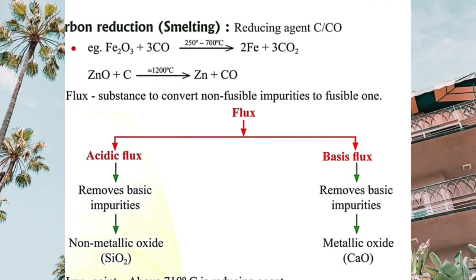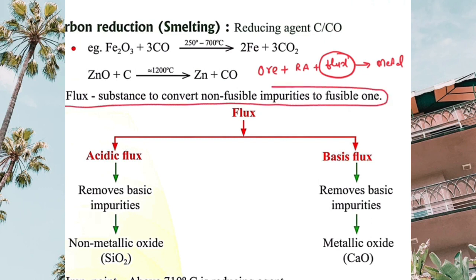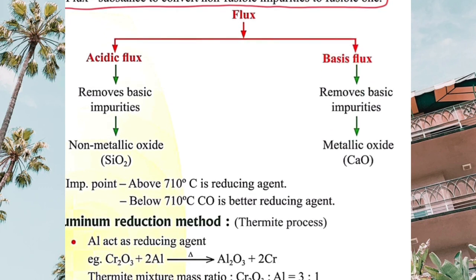Next, what is smelting? In smelting, oxide plus reducing agent plus we are adding flux if required. As a result, we are getting metal. So, what is a flux? Flux is used to remove impurities. So, flux to convert non-fusible impurities to fusible one. So, flux may be two types, actually three types. Acidic flux is used to remove basic impurities. For example, silica I am taking.